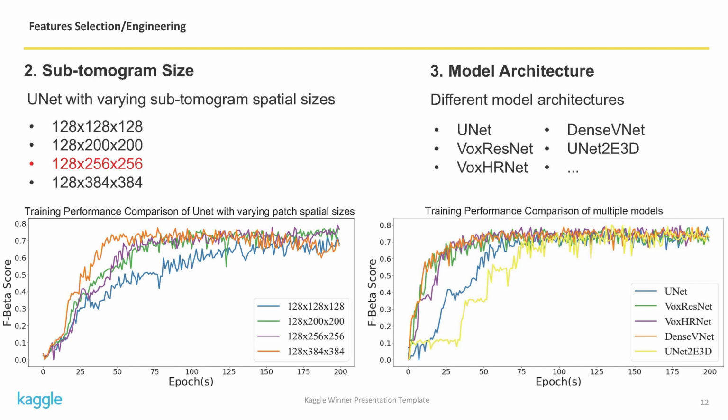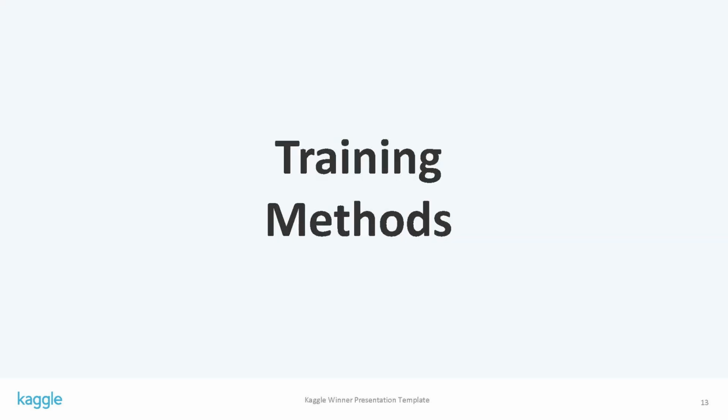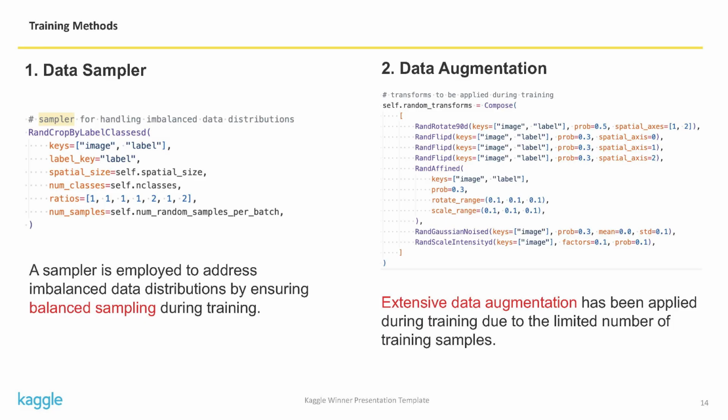For model architecture, we used various networks such as UNet, VoxResNet, DenseNet, VoxRNet, and UNet with 2D encoder, 3D decoder. We compared the performance of different models to identify the optimal architecture for the task. To address the imbalance in our dataset, we utilized a data sampler that ensured balanced sampling during training. Additionally, we applied extensive data augmentation techniques, given the limited number of training samples. This helped in improving the model's robustness and generalizability.